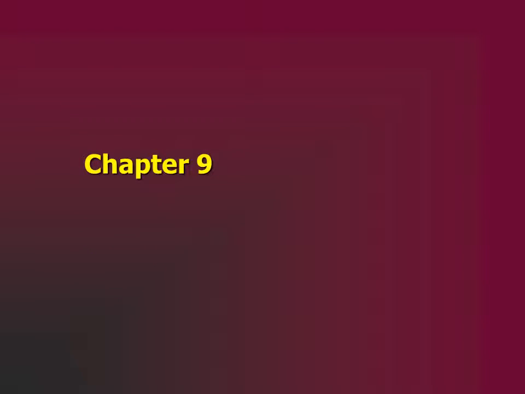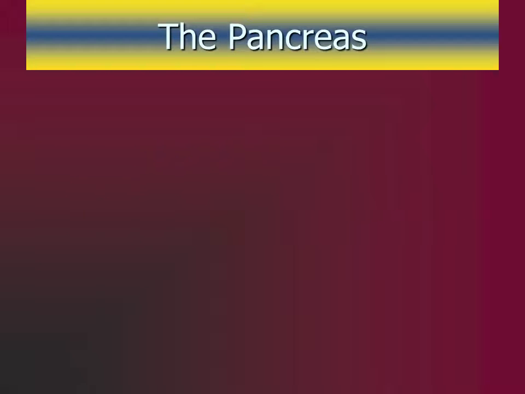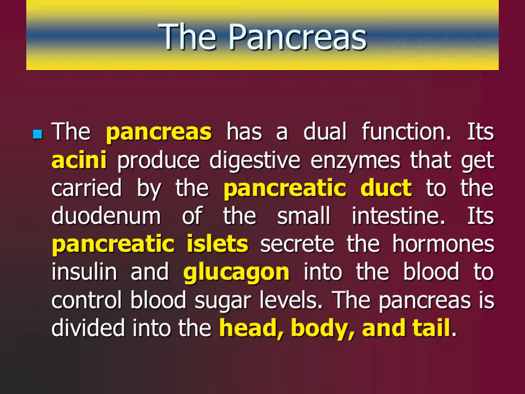Chapter 9. The Digestive System. The Pancreas. The pancreas is a soft, oblong gland about 6 inches long and 1 inch thick. It is found beneath the greater curvature of the stomach and is connected by a duct to the duodenum of the small intestine.